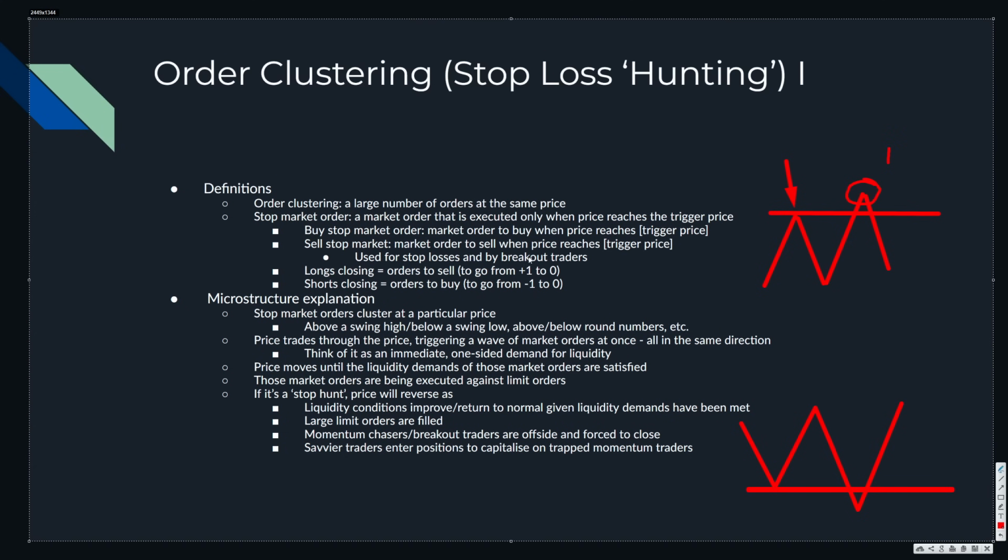That's group number one. And then you also have breakout traders for whom trading above this is going to be technically significant and they're expecting a move like that. Trading through this high becomes a market order to buy, trying to catch or force momentum. And those are our two groups as described here. So what happens? Price trades through the price, triggering a wave of market orders at once. We described the types of groups in this example participating, and that creates an immediate one-sided demand for liquidity.